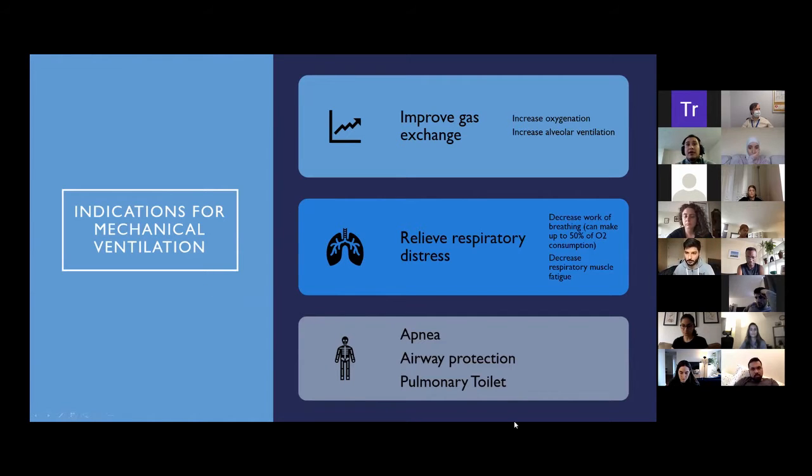The last ones, I put them here because these are contraindications for non-invasive ventilation, and therefore they become absolute indications for invasive mechanical ventilation, which are apnea, airway protection, and pulmonary toilet. In general, we don't like using non-invasive on patients that are not breathing. There are very few exceptions where we do this, but you have to remember that if the patient has no respiratory rate whatsoever, ideally that patient needs to be intubated.